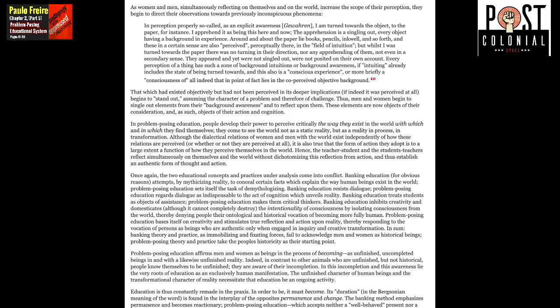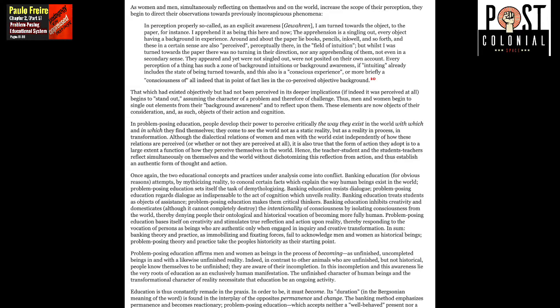But whilst I was turned towards the paper, there was no turning in their direction, nor any apprehending of them, not even in a secondary sense. They appeared and yet were not singled out, were not posited on their own account. Every perception of a thing has such a zone of background intuitions or background awareness. If intuiting already includes the state of being turned towards, and this also is a conscious experience, or more briefly, a consciousness of all, indeed, that in point of fact lies in the co-perceived objective background.